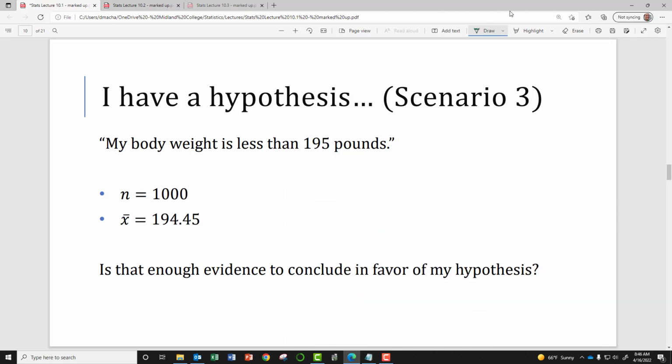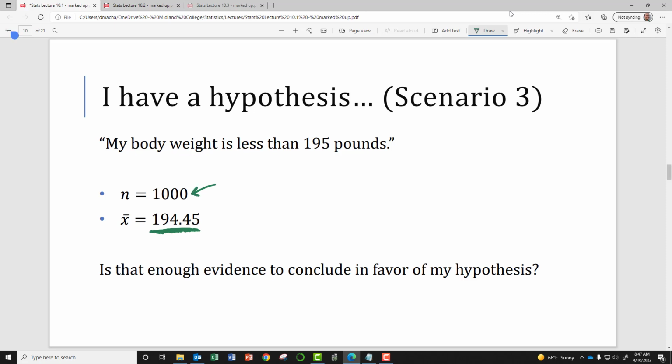Okay, so here's another example. I call it my third scenario, where again my hypothesis is the same, but now I've taken a new sample, and my sample mean is again very, very close to 195. Just like in my first scenario, the sample mean is 194.45. But what's different from scenario 1 is that now my sample size is 1,000. In other words, I've taken 1,000 measurements of my body weight.